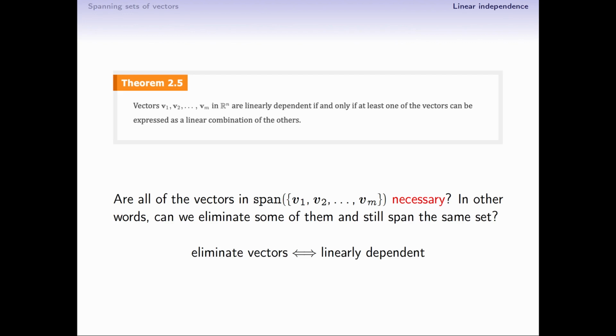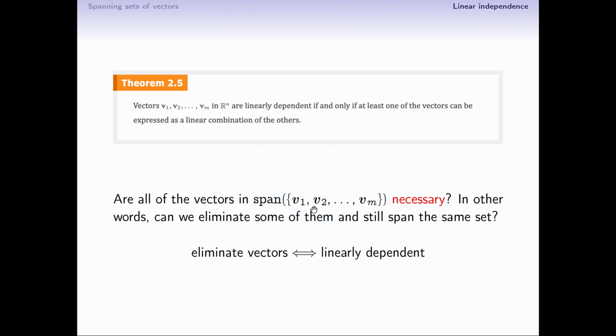that, let's try to connect the result of theorem 2.5 with a concept or a discussion that we had earlier when we started our discussion of linear independence. So the question is here: are all of the vectors in the span of v1 through vm necessary? In other words, can we eliminate some of them and still span the same set? All right, in other words, are there some vectors in here that are in some sense superfluous, playing no essential role in forming the span of the collection?